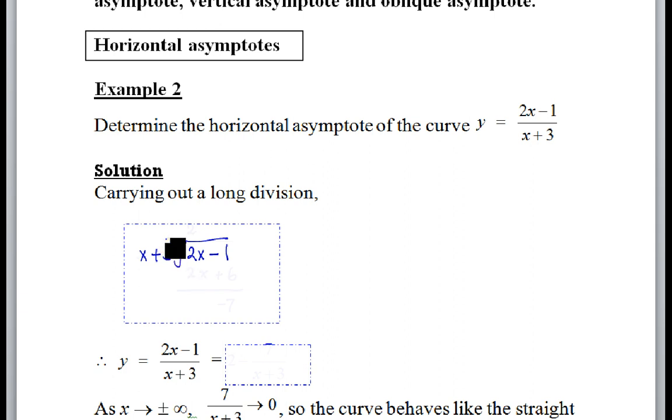Alright, long division, we get 2 for the quotient, 2x plus 6, and then what do I get? Negative 7. What can we interpret from this? What is the quotient? The quotient is 2, so the result must be 2. What is the remainder? The remainder is negative 7, therefore it's minus 7 over x plus 3.